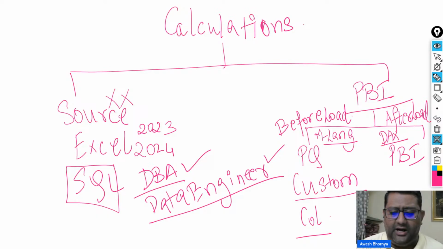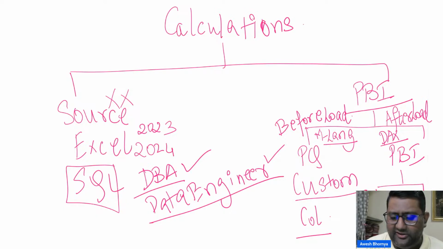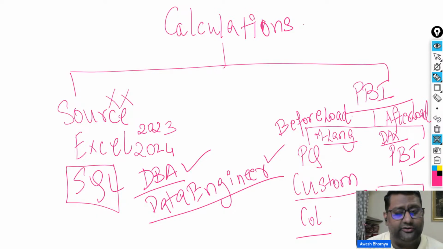Now, within Power BI, you are going to be creating calculations using two methods. One is using something called a calculated column, and the other one is using a measure. Most of the time, there's a very important question: calculated column versus measures. When should you go for a calculated column? When should you go for a measure? When should you not use a calculated column, and when should you not use a measure?